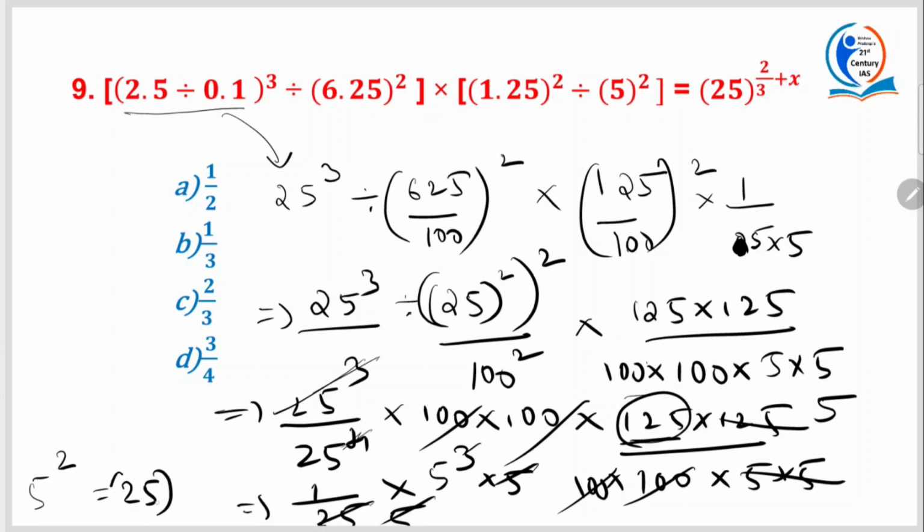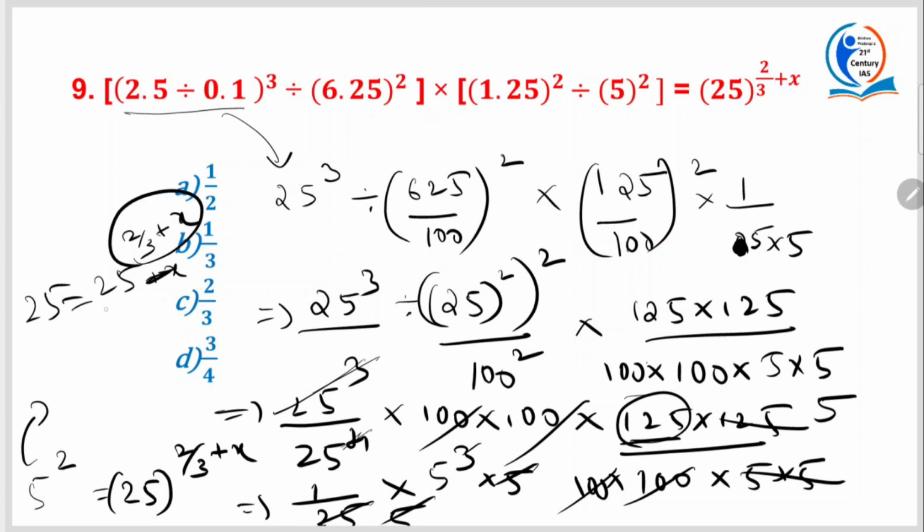That is 25, equal to 25 power 2 by 3 plus x. Alright. Now 5 square is 25, equal to 25 power 2 by 3 plus x. If bases are the same and they are equal, the powers will also be the same. So 2 by 3 plus x is equal to 1. Now x is equal to how much? It is 1 by 3, since 1 minus 2 by 3 is 1 by 3. Okay, so here B is the answer, right?